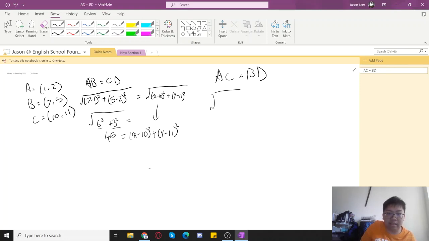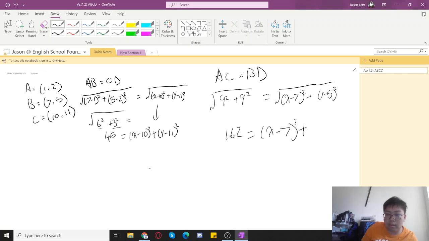Again, I'll just skim through the steps so you don't have to watch this. AC: 9 squared plus, 1 minus 5. Okay. Let's see. 81 times 2 is 162, equals x minus 7 squared plus y minus 5 squared.